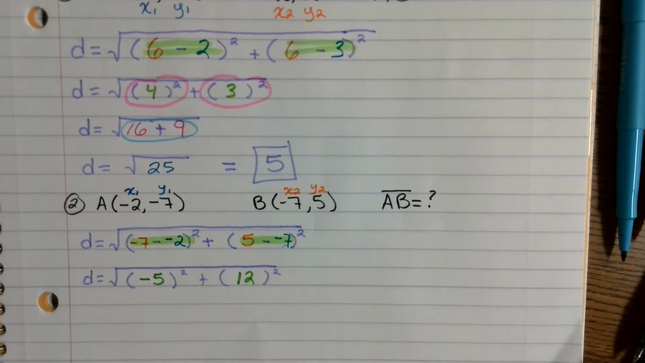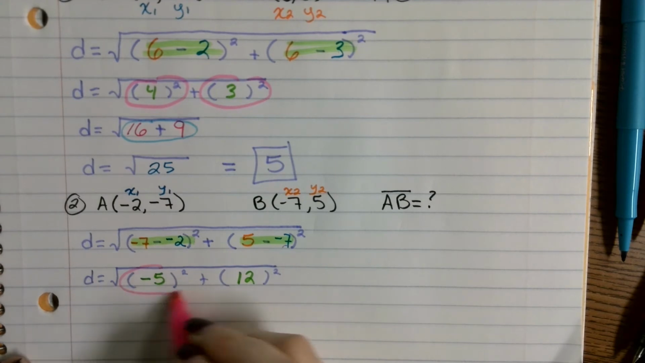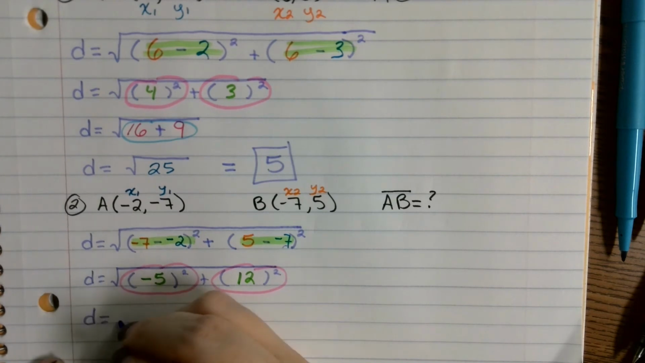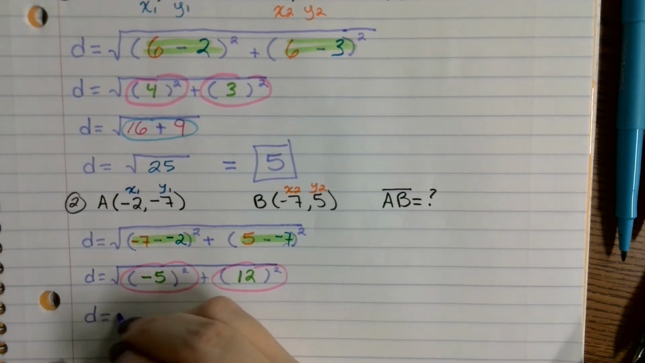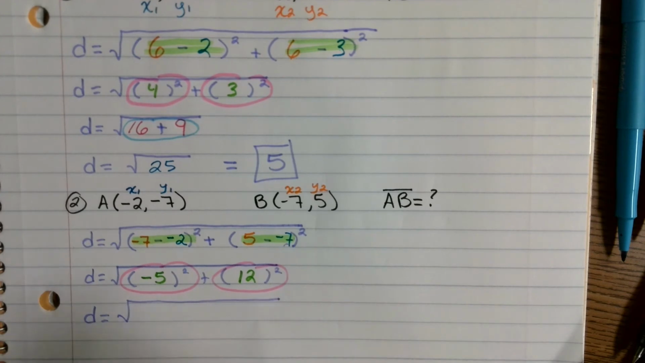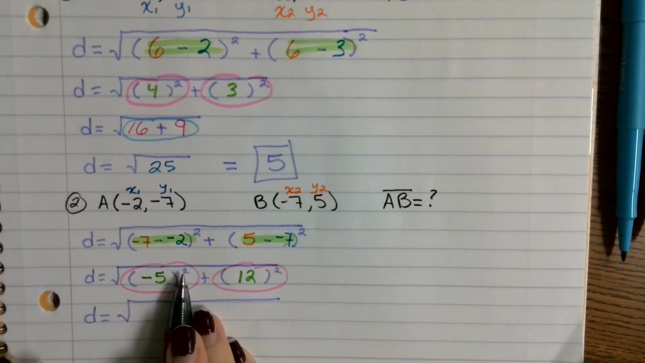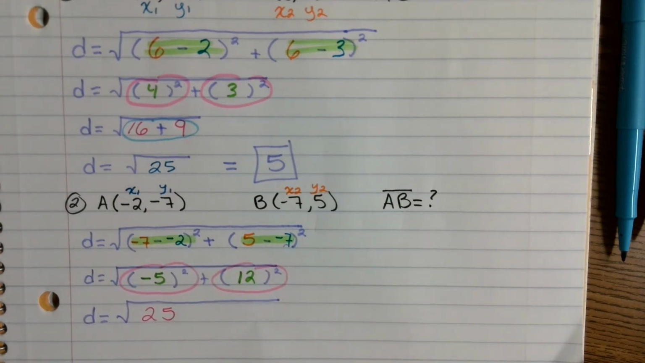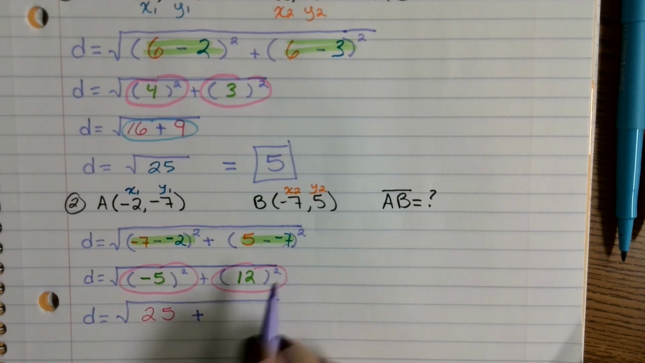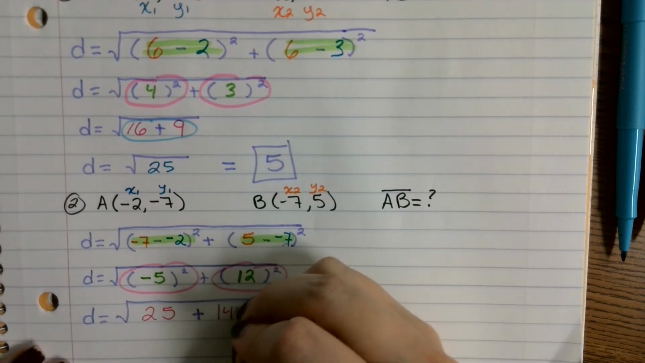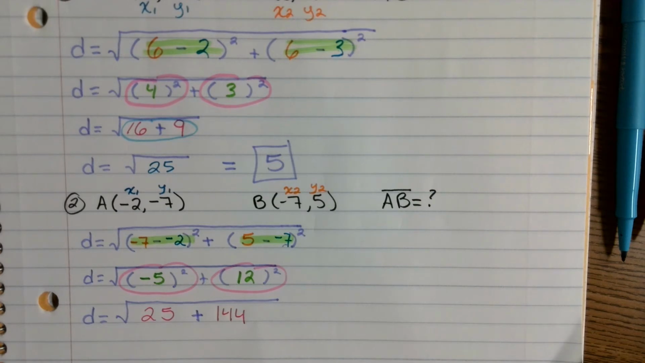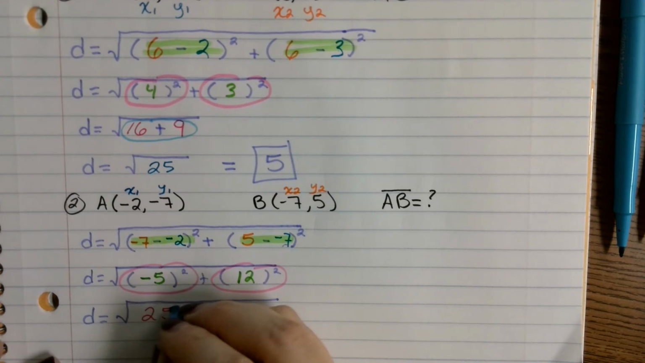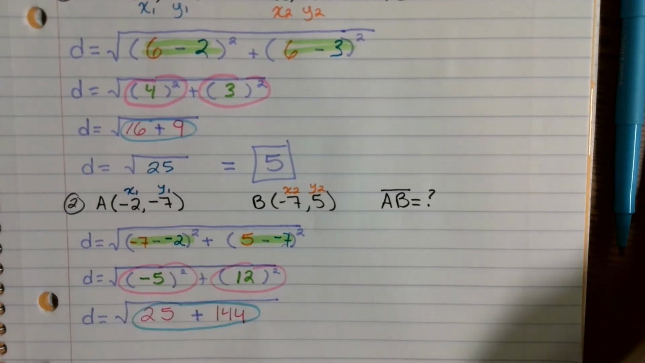The next thing that we're going to do is take those squares, those exponents. We now have d is equal to the square root of, what's -5 to the second power? Positive 25. A negative times a negative is a positive. Plus, what's 12 to the second power? 144. Okay, the last thing that we do is we combine these together. What's 25 plus 144?